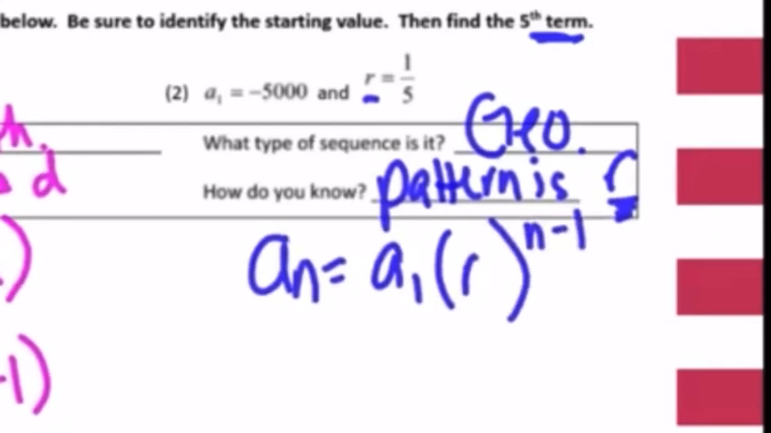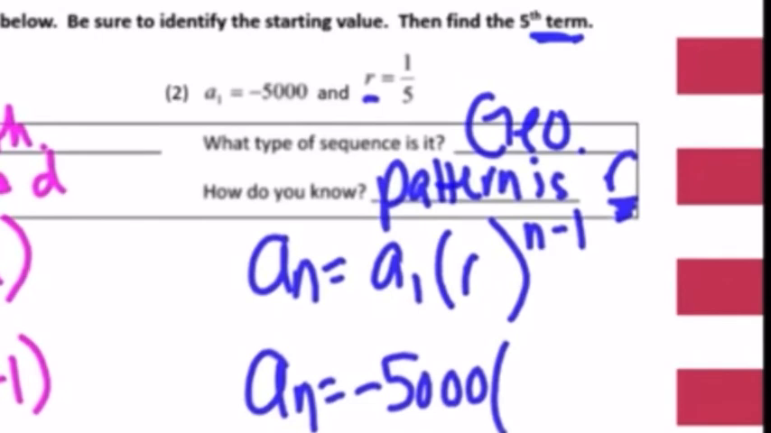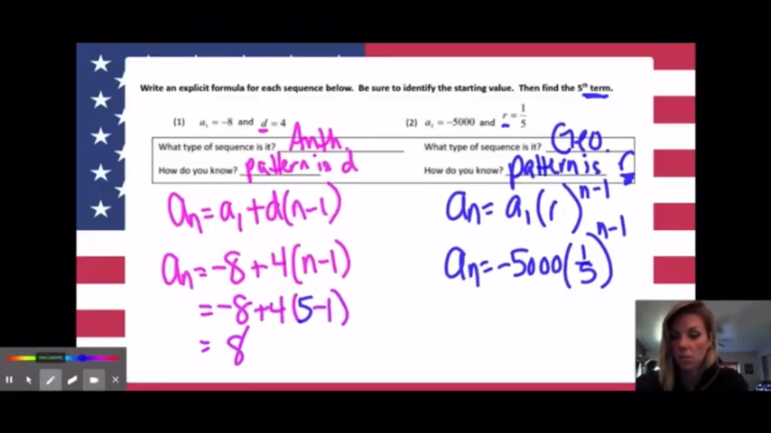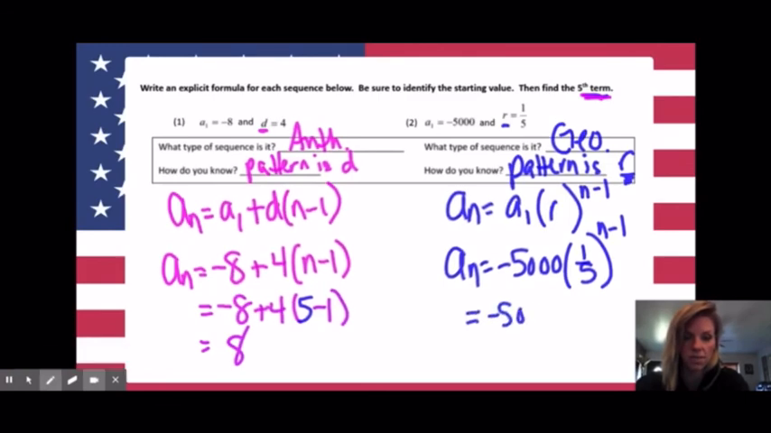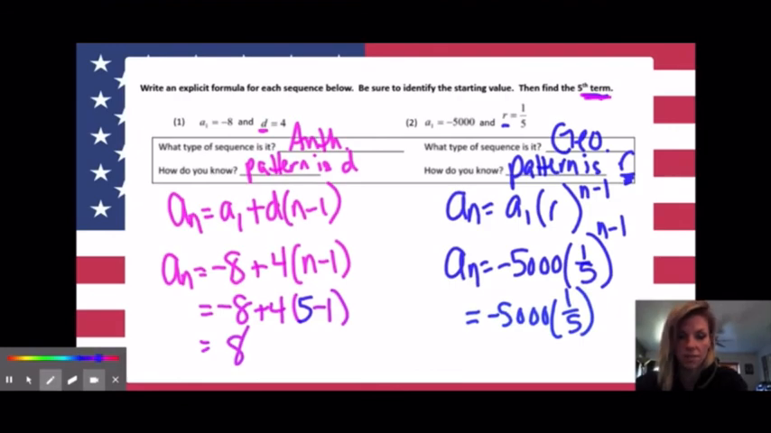We're going to substitute in a sub 1 and r. So a sub n equals a sub 1, which was negative 5,000, r was 1/5, and it's raised to the n minus 1. They want me to find the fifth term. So again, I'm going to substitute 5 in for the n after my equal sign. So I get negative 5,000 times 1/5 raised to the, if I want the fifth term, I'm going to raise it to the 5 minus 1.